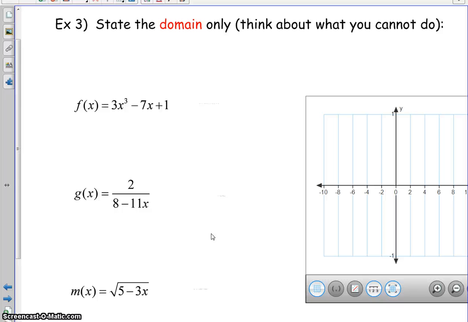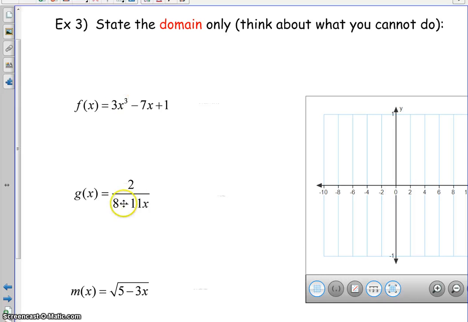And you think about a polynomial, is there anything that you can't put into a polynomial? And when I say something that you can't put in, I mean something that might cause an error in your calculator. And hopefully if you think through that a bit, you'll realize, hey, there's nothing I can't put in there, right? I can take any number to the power 3. Okay, I can multiply any number by -7. So I'm just adding a bunch of numbers together. So there should be no restriction on this domain here.